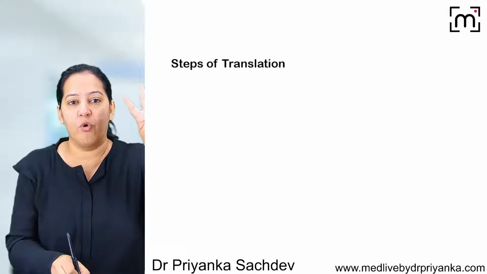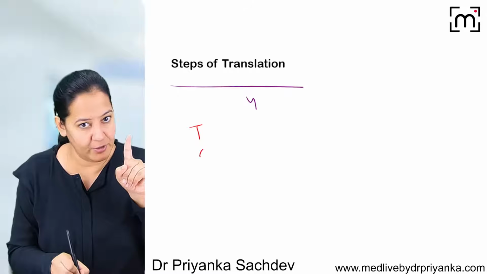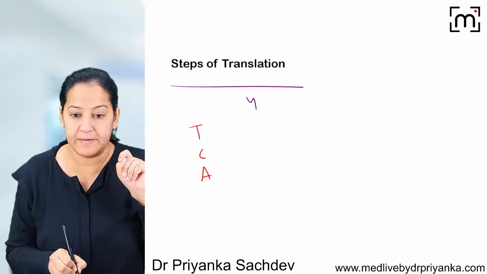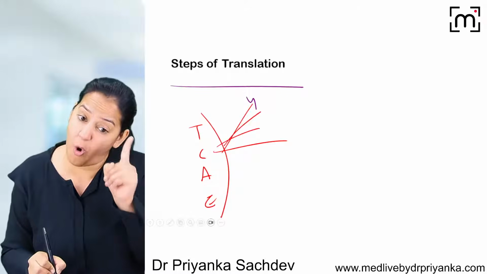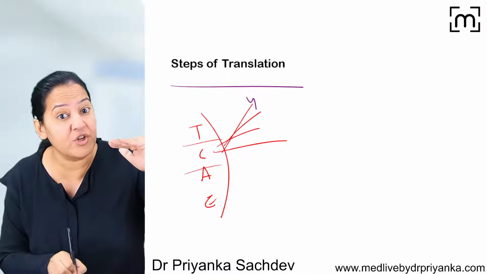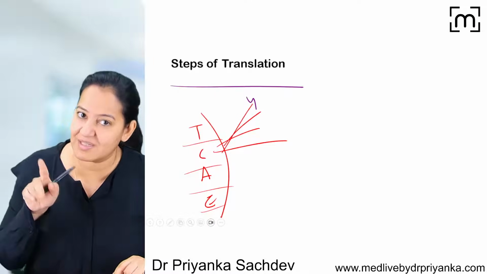So let me tell you the 4 steps in translation. I will teach you 4 antibiotics: Tetracycline, Chloramphenicol, Aminoglycoside and Erythromycin. They all will inhibit one step. There are 4 steps and each will inhibit a different one. So the mechanism of action of all of them is different. The particular step is different. So you have to understand the 4 steps.